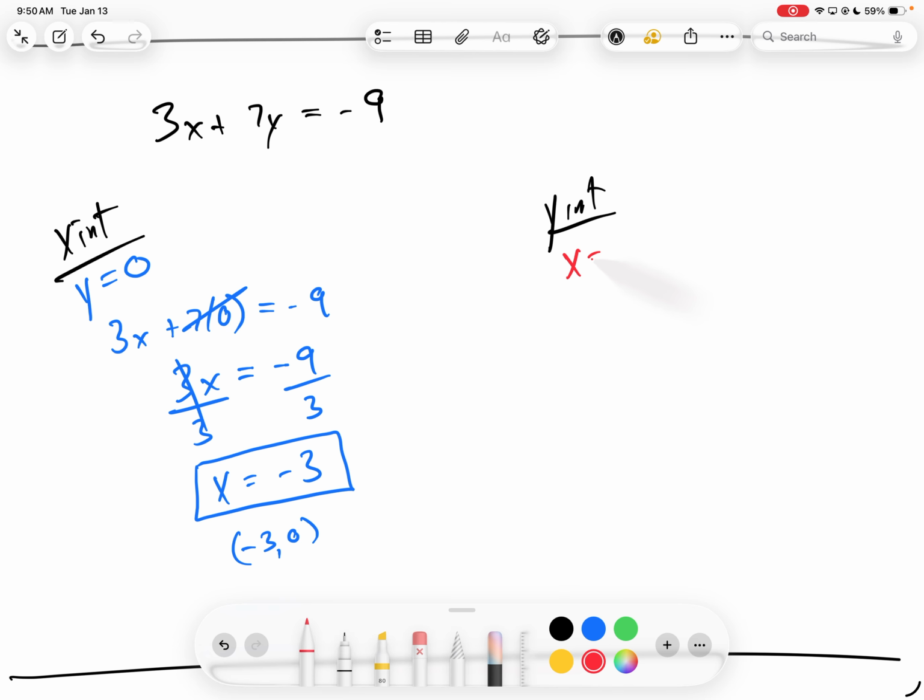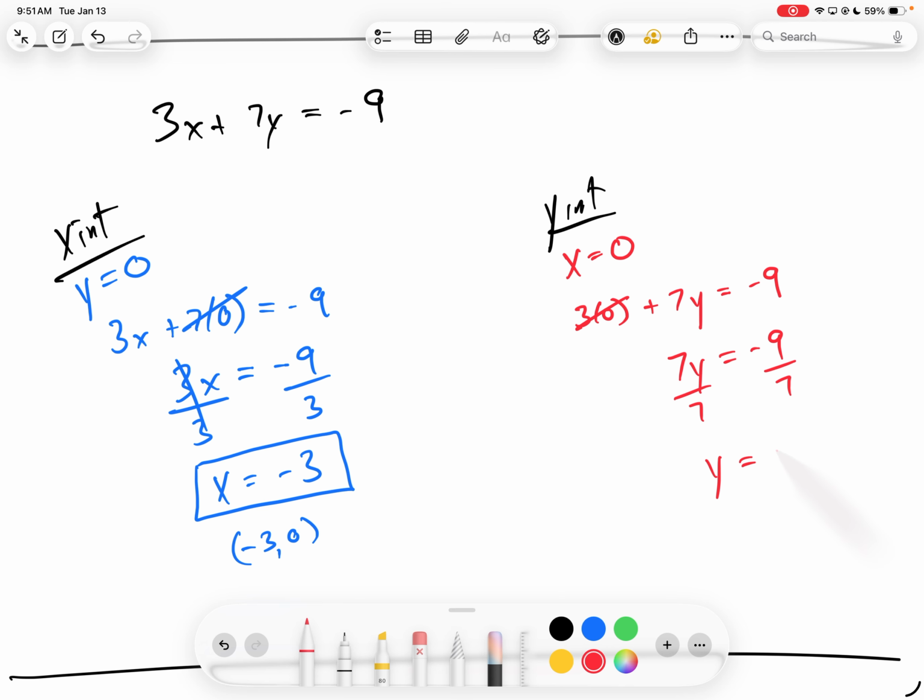To find my y-intercept, I make x be 0. So I plug a 0 into my x, and I'm going to solve for y. So again, 0 times 3, that's just 0. 0 plus anything is just itself. So on the left side, we're just left with 7y. To get y by itself, we divide by 7.